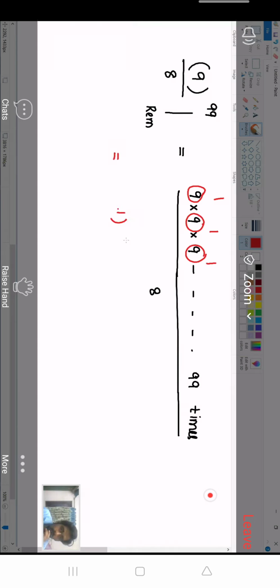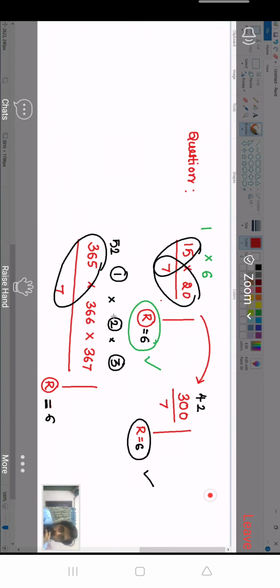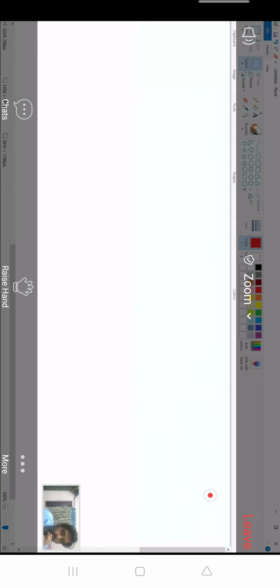So you are going to get a result as 1 power 99 divided by 8. What is 1 power 99? It is going to be 1. So what is the remainder of 1 by 8? I want to know. Here I want to convey one more point. It's a very important point and an easy point.